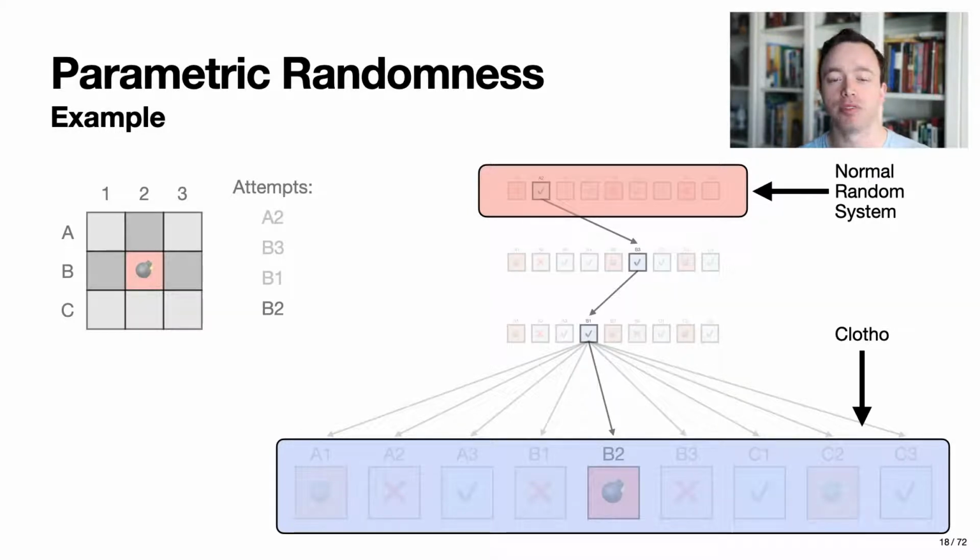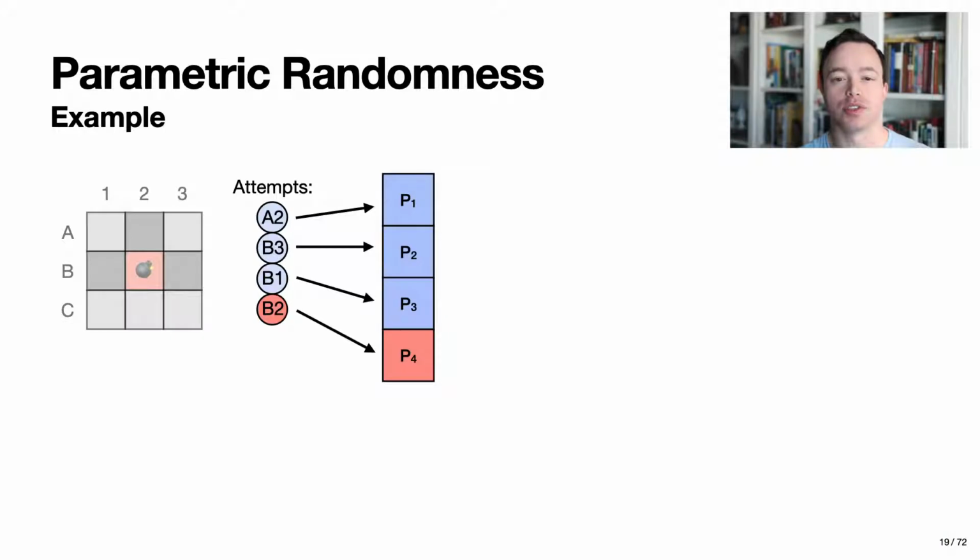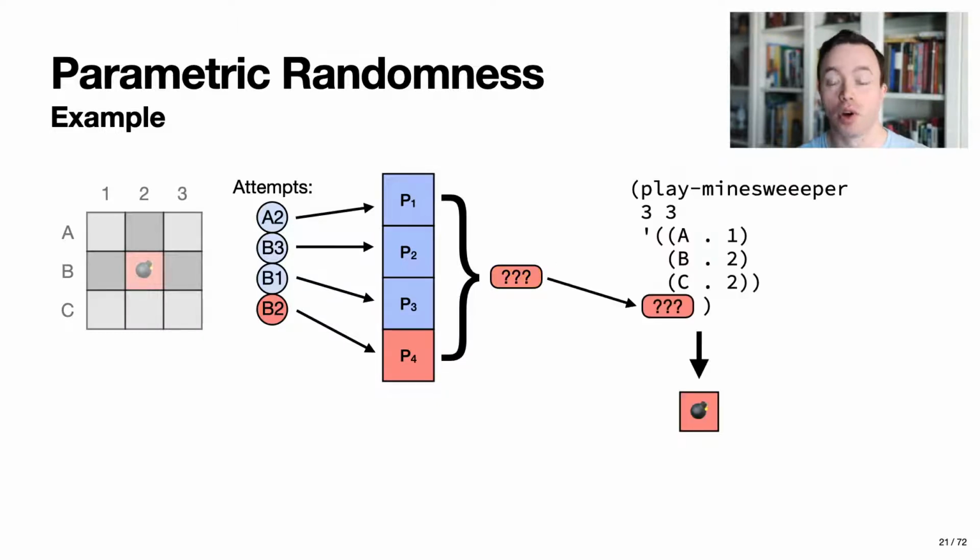To enable this style of random generation, Clotho associates each random generation event with a parameter, shown here in boxes labeled P with subscripts. These parameters are combined into some kind of internal representation, which can be used as an input to the game function or a driver function when that's easier. In this case, the particular combination of parameters resulted in the player selecting a square with a mine in it and losing the game.